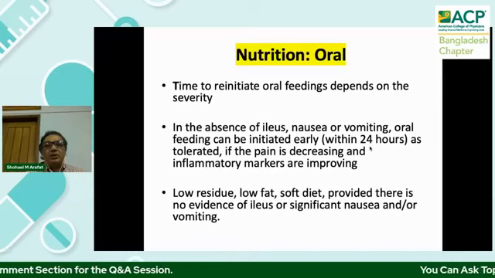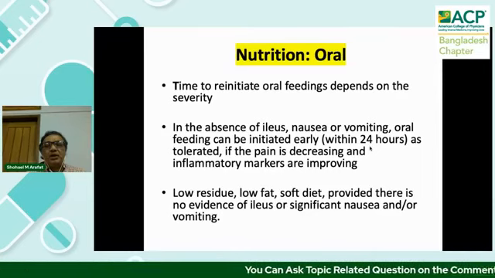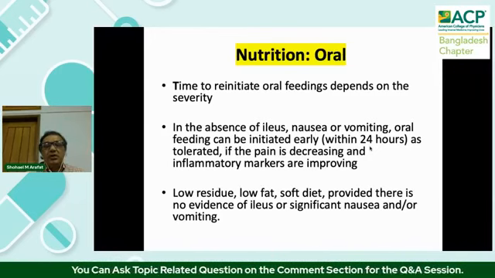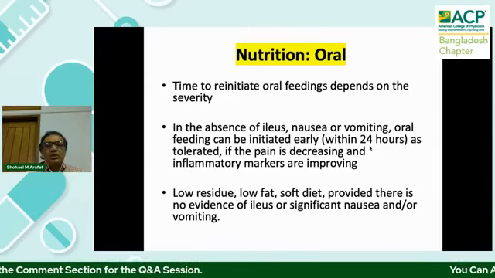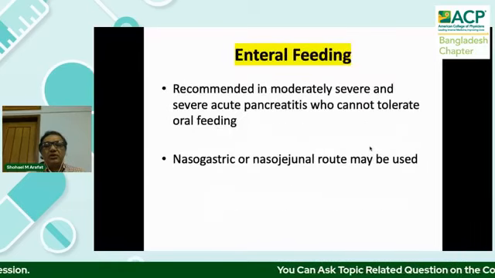So it depends, as I said already, on the severity. In the absence of ileus, nausea, vomiting, feeding can start as early as the patient tolerates. And of course, the diet should be a low residue, low fat, soft diet, provided there is no evidence of ileus and no significant nausea or vomiting.